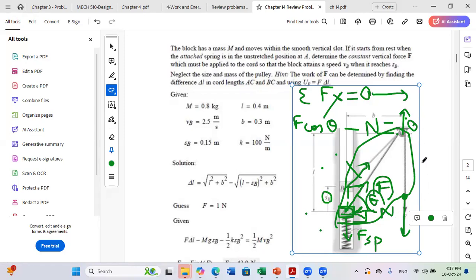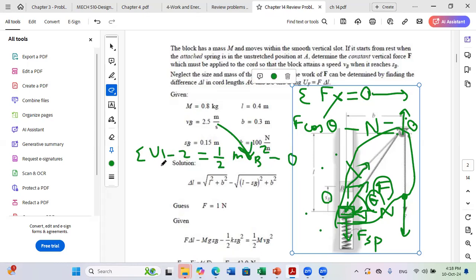Okay. So when I take this system as a whole, I can say that summation of work between state 1 and state 2 is equal to final kinetic energy, which is half m vB square. And here, the question is to find F. The only unknown is F, but I have the final velocity of my block, and it's initially starting from rest, so the initial kinetic energy is 0. And vB is given, so I know the final kinetic energy. My only unknown is the force F. So I need to express sum of work.